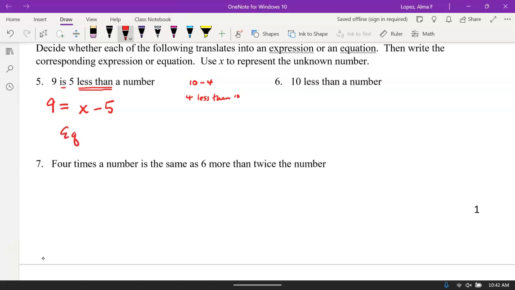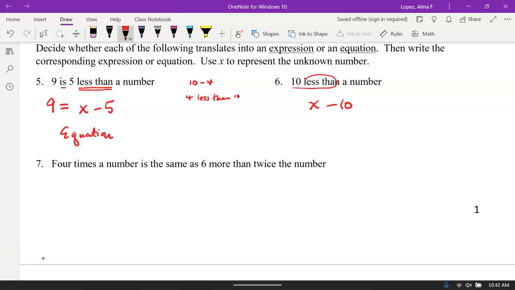This is an example of an equation because it has the equal sign in it. Now let's look at number 6. 10 less than a number. Again, 10 less than something. Well, I'm going to subtract 10 from something. 10 less than what? A number.